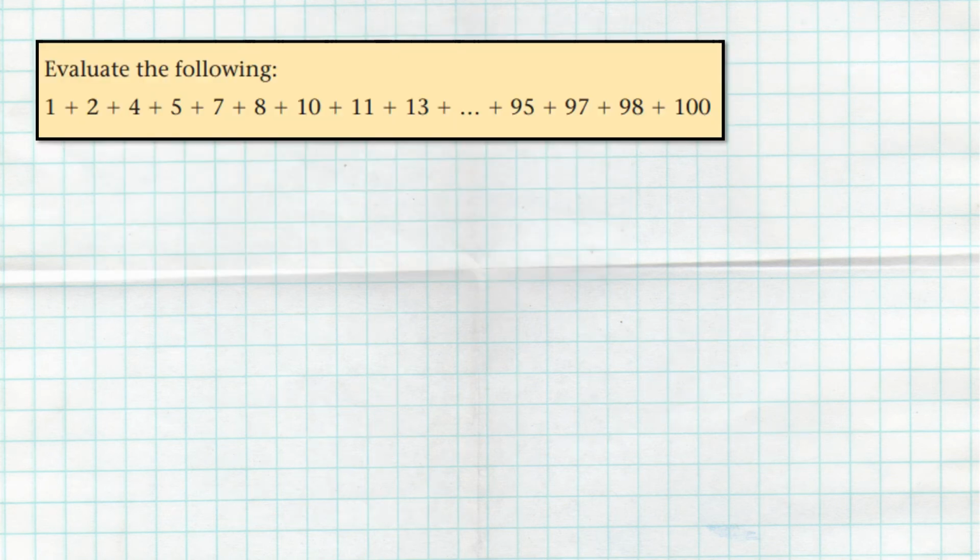Okay, let's explore a different example of combinations, and see if this is a combination of what and what. They say evaluate the following. In other words, they're saying determine the sum of this series. But we have to first check: is this arithmetic, is this geometric, or is it arithmetic and arithmetic, or geometric and geometric?